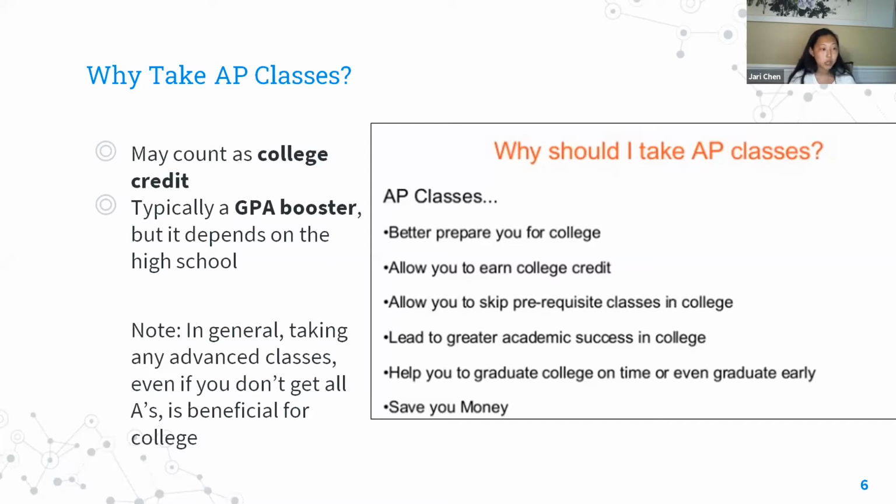This is also typically a GPA booster because AP classes are typically harder than normal classes. Most high schools will add a weight to this class, meaning the GPA may be higher. Like an AP class might have a highest GPA of 5, while a normal class has a normal GPA of 4. But it depends on your high school and how they organize GPA.